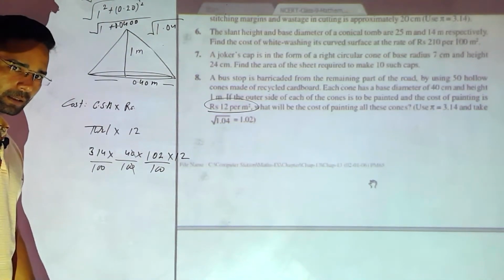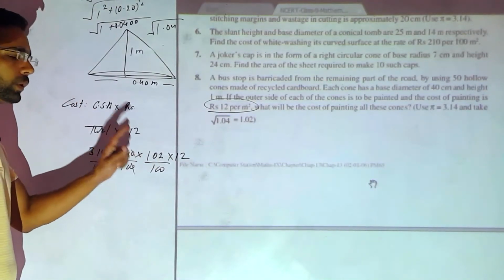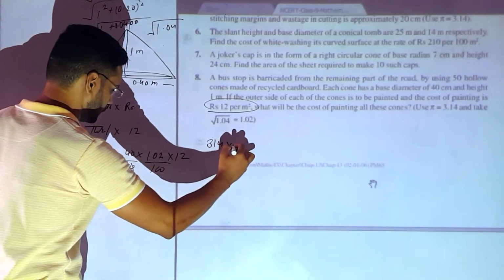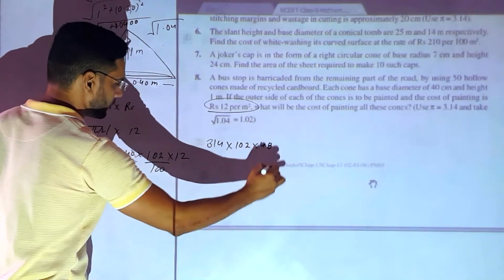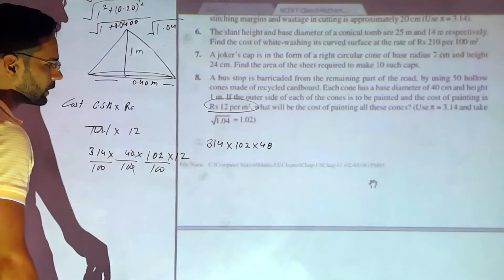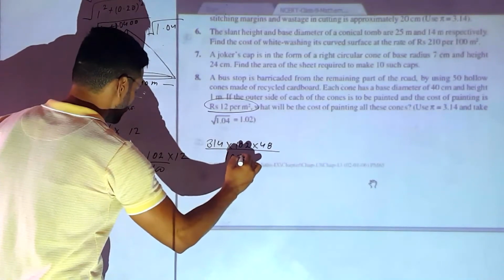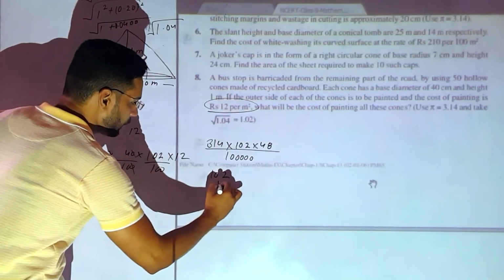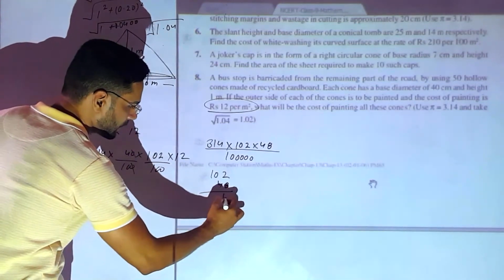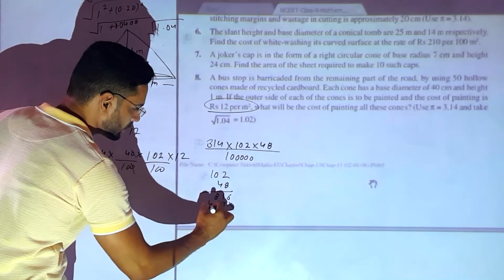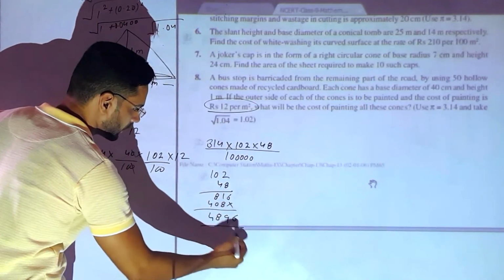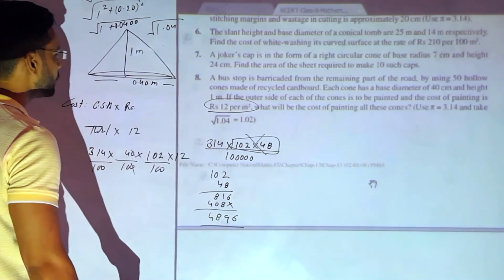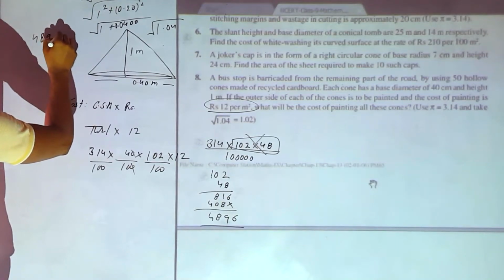Now multiply. 314 into 4 into 102 into 12. 4 into 12 is 48. So 314 into 102 into 48. 102 into 48: 8 twos are 16, 8 ones are 8, and 4 twos are 8, 0, 4 ones are 4, giving 4896. Now multiply 314 also with 4896.